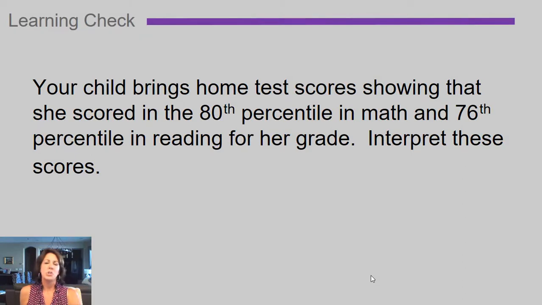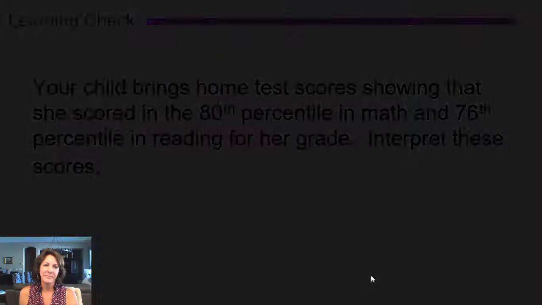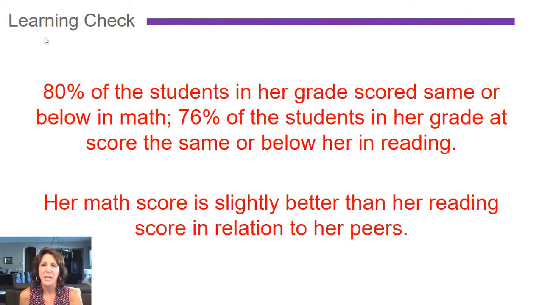Here's another one. Your child brings home test scores showing that she scored in the 80th percentile in math and 76th percentile in reading for her grade. Interpret these scores. Pause the computer and come back. 80% of the students in her grade scored the same or below in math. 76% of the students scored the same or below in reading. So you might interpret this by saying that her math score is slightly better than her reading score in relation to her peers. Remember that this is just how she is comparing to her peers, in both of these measures.